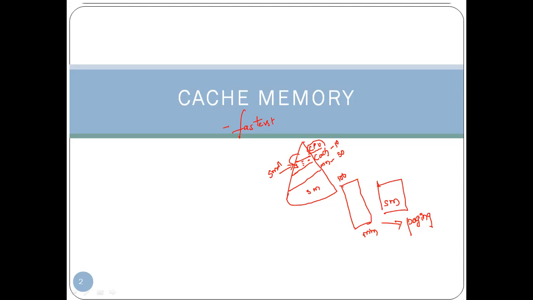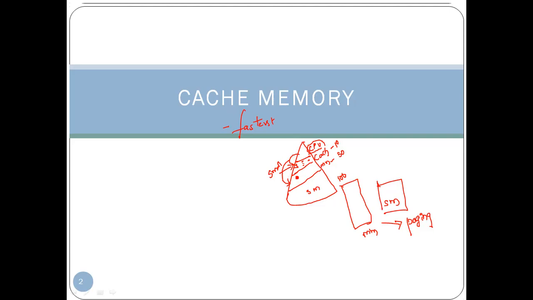So if that instruction was not there in the cache, what we have to do is the CPU fetches it from the main memory. Suppose the CPU gets the instruction in the main memory, then the CPU takes that instruction and executes it.